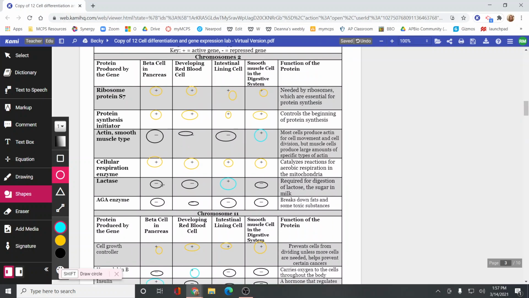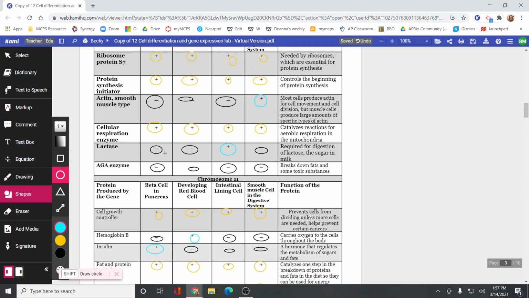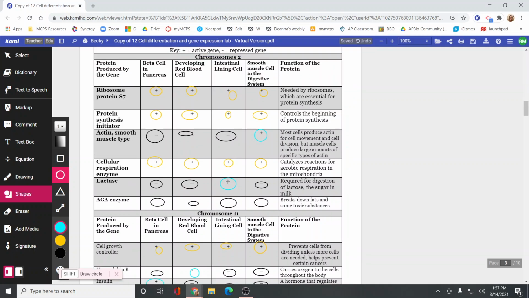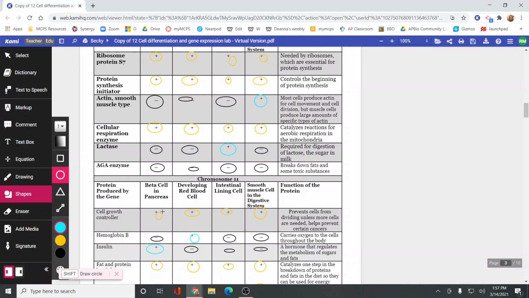So if you look at this, actin smooth muscle type is a gene that is found in every single cell, but it's only on in the muscle cells. And if you think about it, the function of a muscle is movement. Lactase is an enzyme that breaks down food. Look at that. It's on in the intestinal lining cells, and the intestine's job is to break down food. So this enzyme is turned on there. The gene is in all of the cells, but it's only on here.